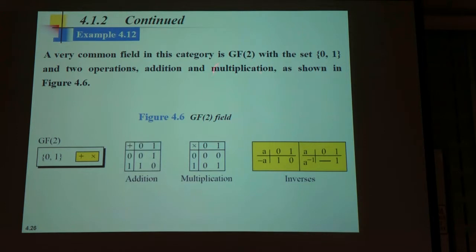What are the operations? Addition and multiplication. So this is the group, which is 0 and 1. This is the field of 2 elements, and the operations are addition and multiplication. So what will happen in here? 0, 1, 0, 1. If you do the addition, that's what will be the output.